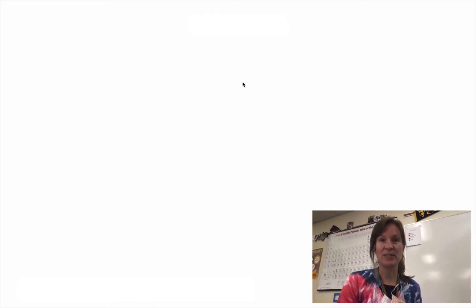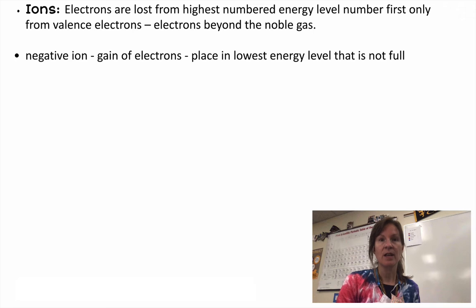This video will focus on creating electron configurations for ions. As a reminder, an ion is an atom that is charged. An ion is one that has either gained electrons or lost electrons, so that the ratio between protons and electrons isn't equal anymore, and so there's an overall net charge.